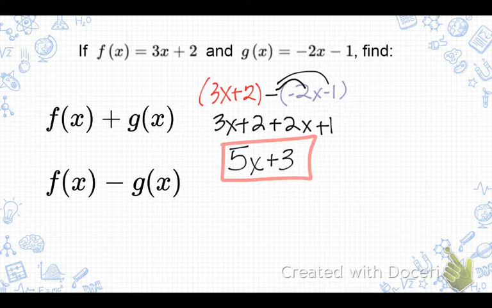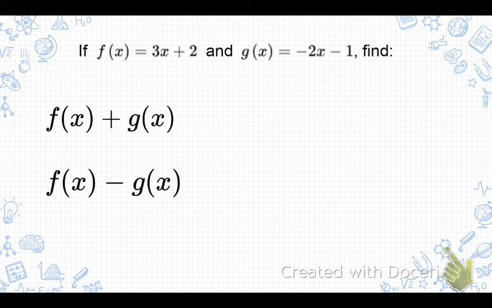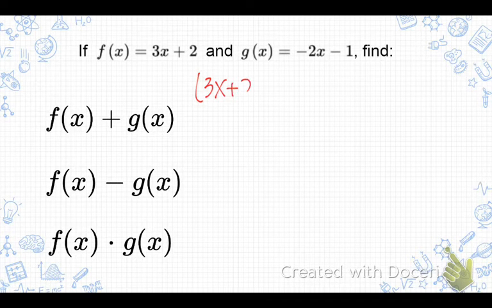What's our next operation going to be? Multiplication. So division is an operation, but we're not going to worry about that right now. We'll do that in the next unit. But our next operation for this is going to be multiplication. So we're going to multiply f of x times g of x. We know how to do that because I just went over it again. So I have 3x plus 2 times negative 2x minus 1.